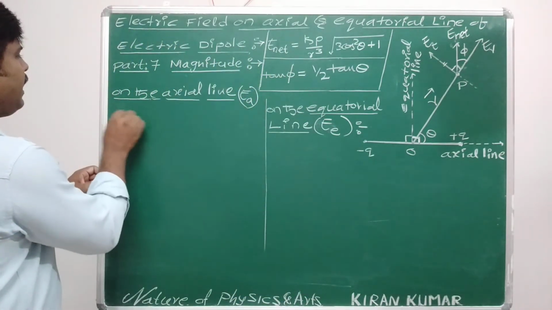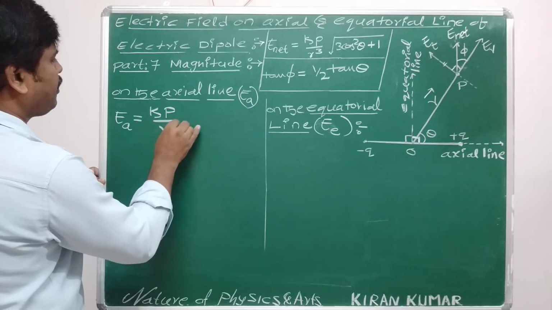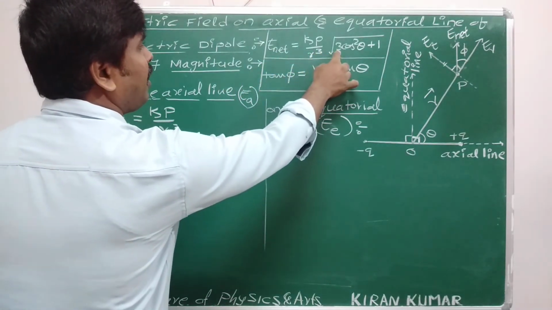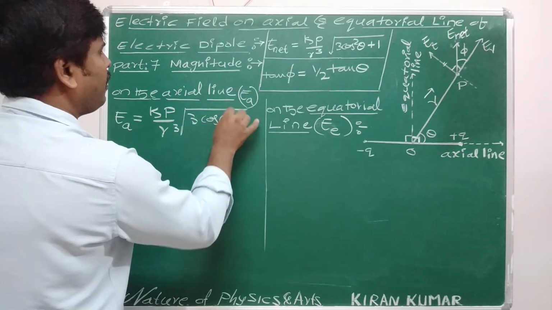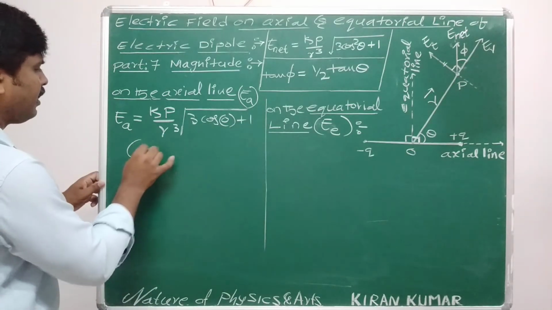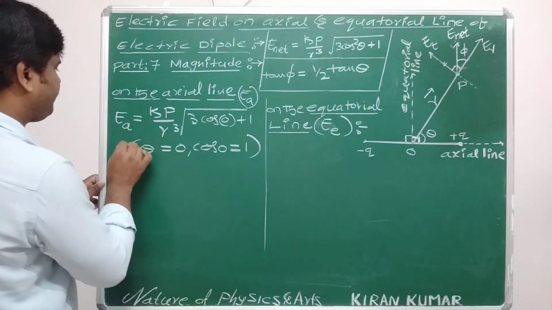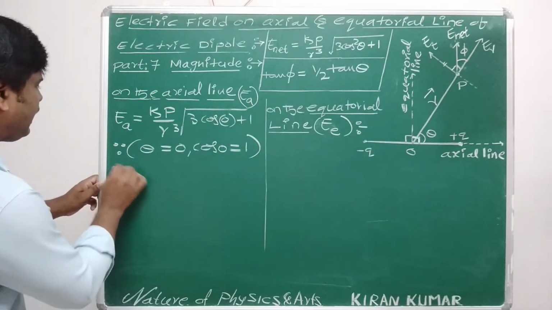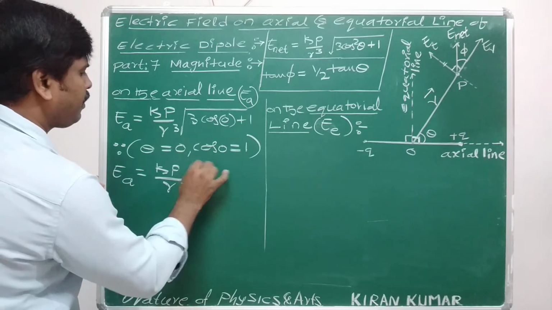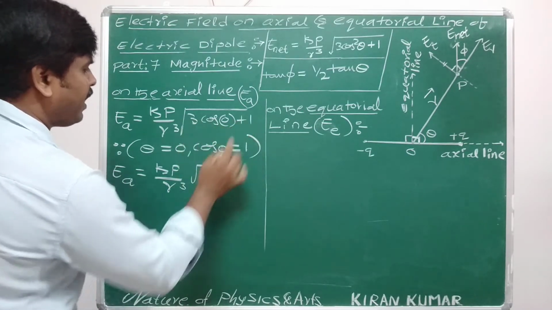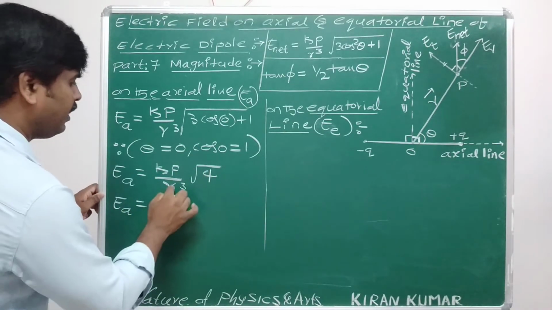So E_A, axial line: kP divided by r cube into root over 3 cos²θ plus 1. Already I told you here theta is equal to 0 and cos 0 is equal to 1. Then E_A is equal to kP by r cube into root over 3 plus 1, which is 4.